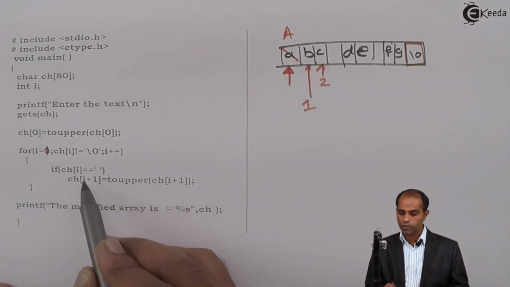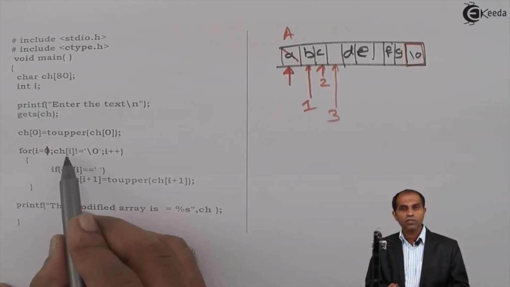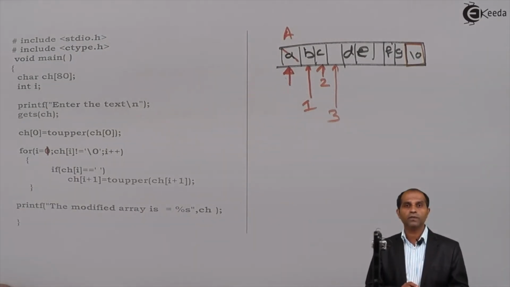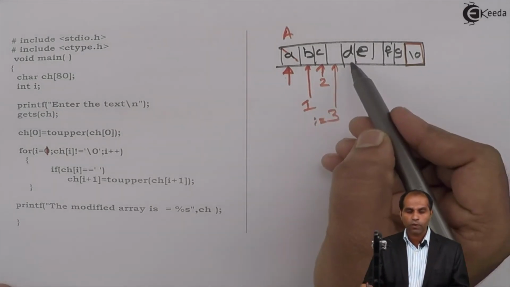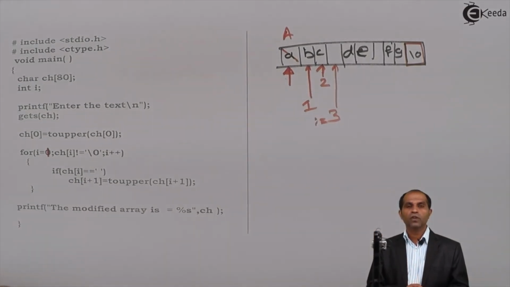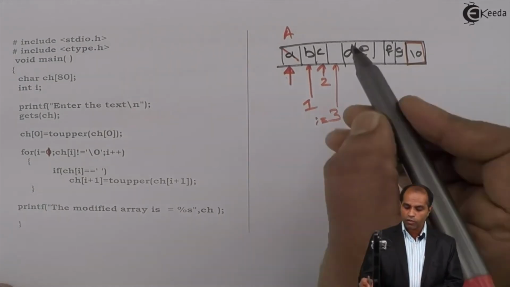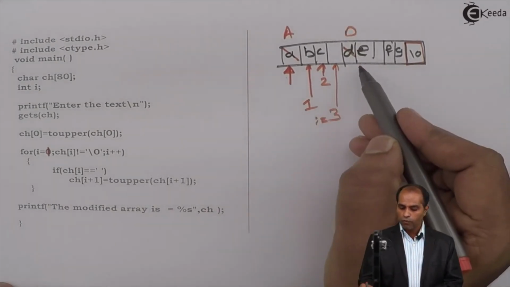Is ch of 2 equal to blank space? No. Now see here, 3. Ch of 3 is not null, true. Get inside the loop. Is ch of 3 equal to blank space? Yes, ch of 3 is equal to blank space. If ch of 3 is a blank space, then what do I do? I'll convert the next character. If I'm at i equals 3, that represents a blank space, so i plus 1 is nothing but the next character. So I say ch of i plus 1 equal to toupper of ch of i plus 1. Automatically it converts the next character, that is D, to its equivalent uppercase character and stores it in the same location. And then go ahead, i becomes 4.